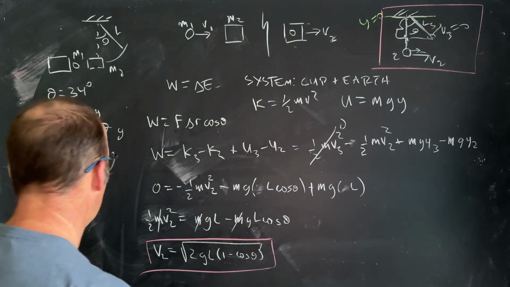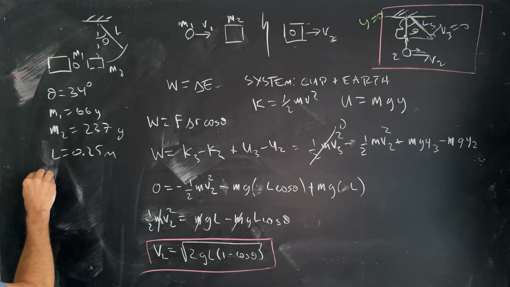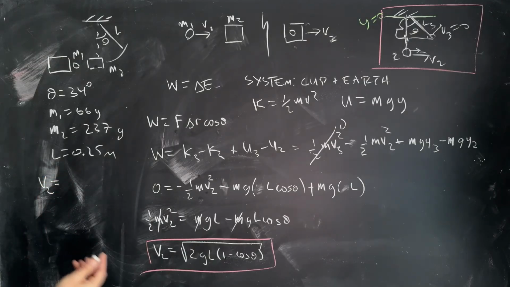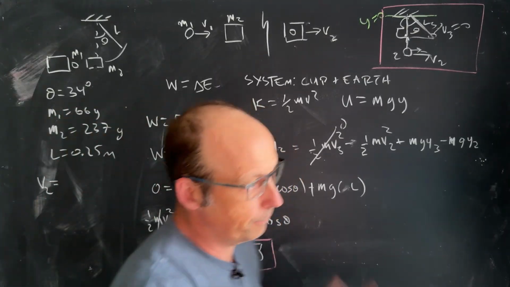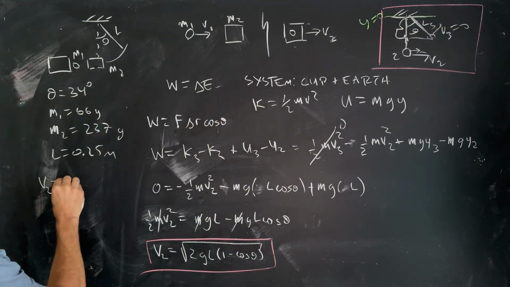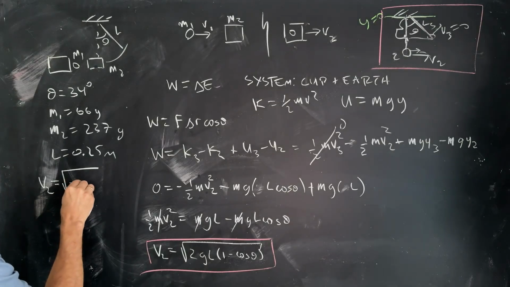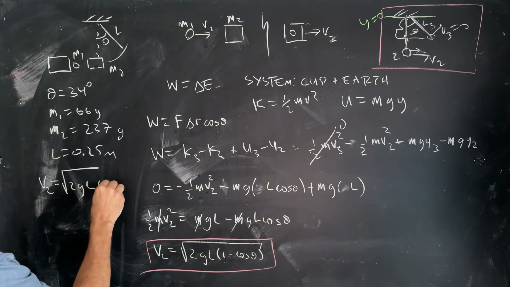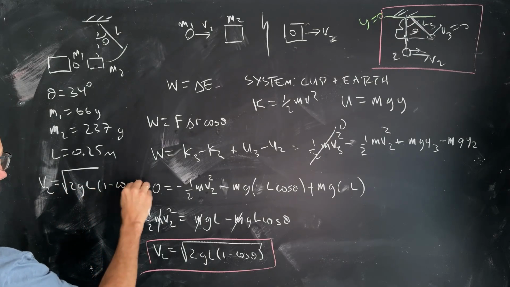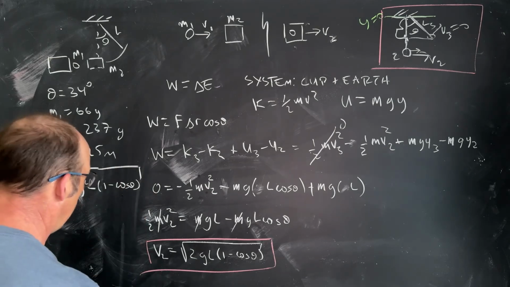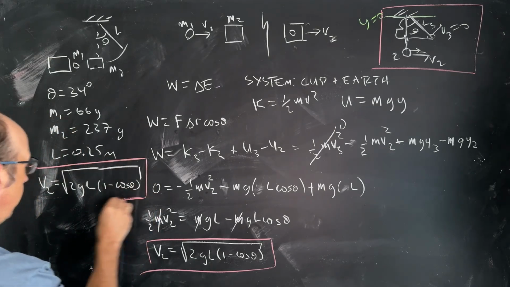So that's pretty good. Let's put that expression over here so we don't get rid of it. V2. You could plug in a number if you want, but you don't have to. I'm not going to do it because I don't want to. 2gL times 1 minus cosine theta. And I'm going to move my box too. I've got to take my box with me.